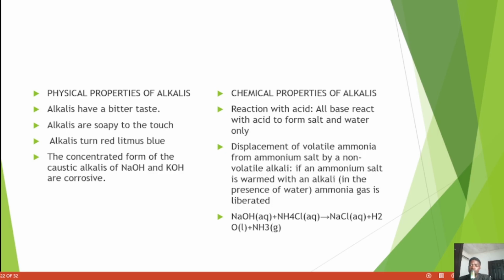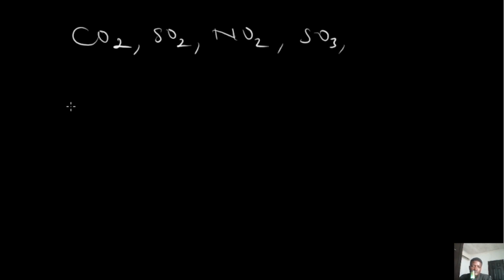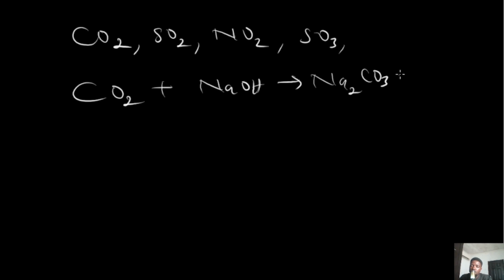The third reaction we're going to be considering is a reaction of your acidic oxides with your alkalis. An acidic oxide is an oxide of a non-metal that dissolves in water to produce an acid. Examples include carbon 4 oxide, sulfur 4 oxide, nitrogen 4 oxide, sulfur 6 oxide, and the rest of them. When these oxides react with your alkalis, they produce salt and water. So when carbon 4 oxide reacts with sodium hydroxide, it gives sodium carbonate and water.